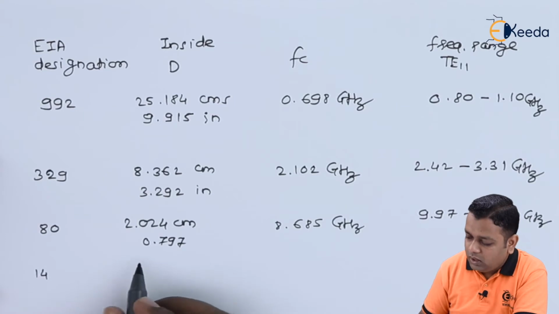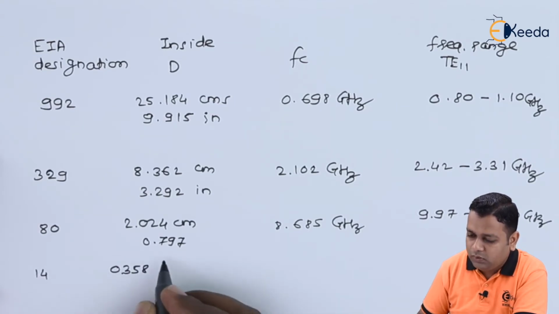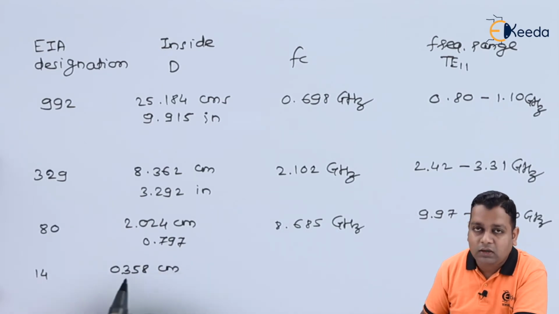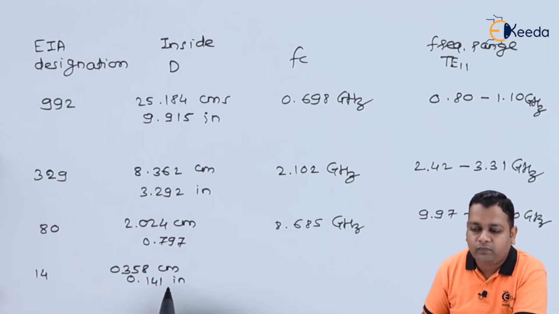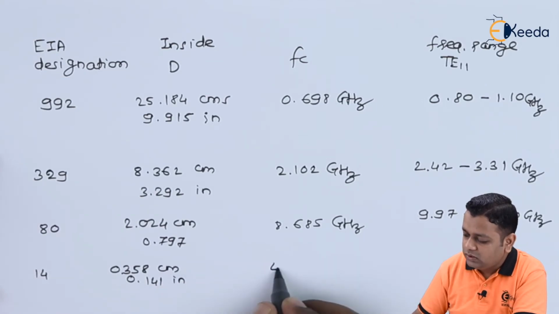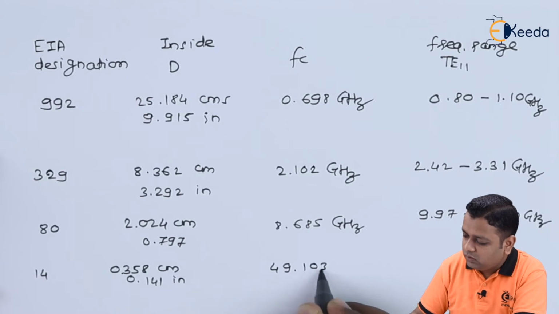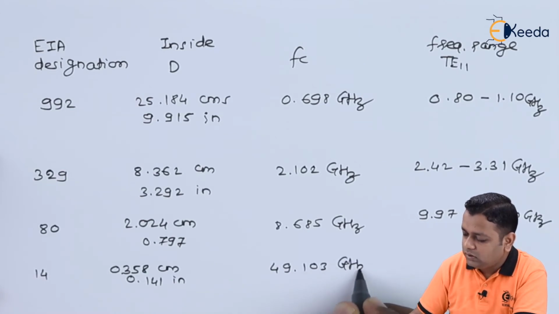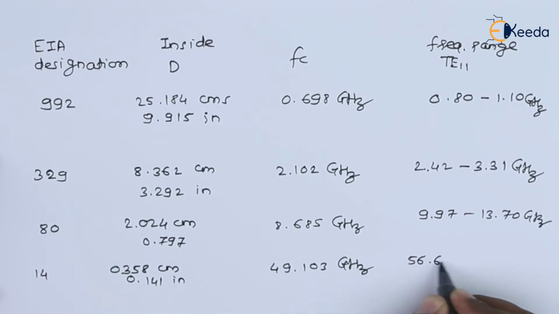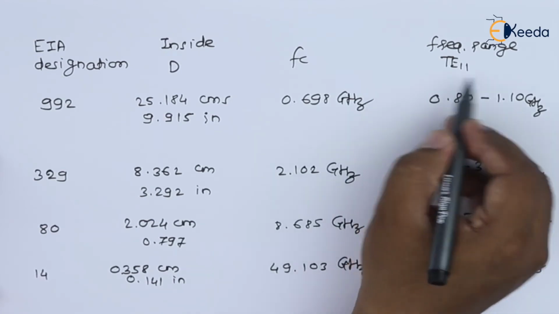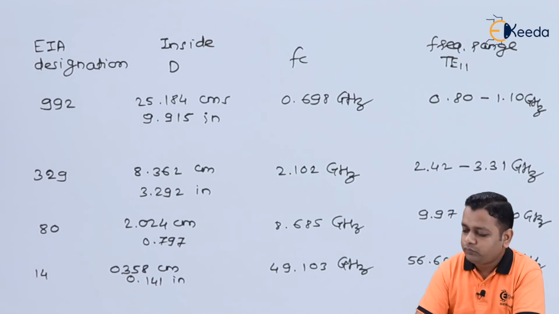So we have the dimension 0.358 centimeters, and in inches it is 0.141 inches, whereas the cutoff frequency value is 49.103 gigahertz here, and the complete range is 56.60 to 77.50 gigahertz for the dominant mode of operation here.